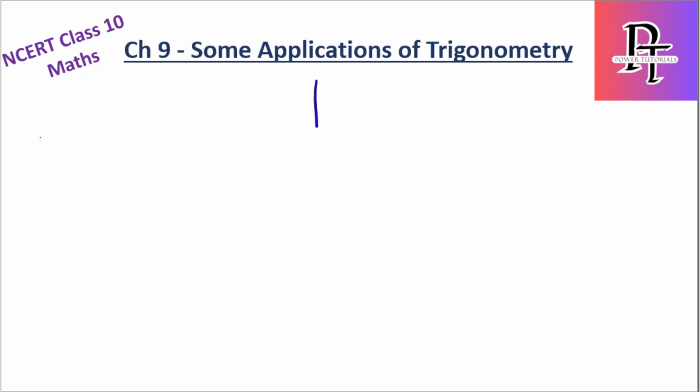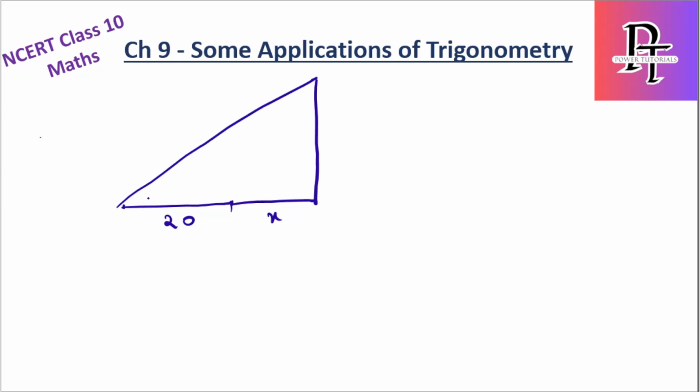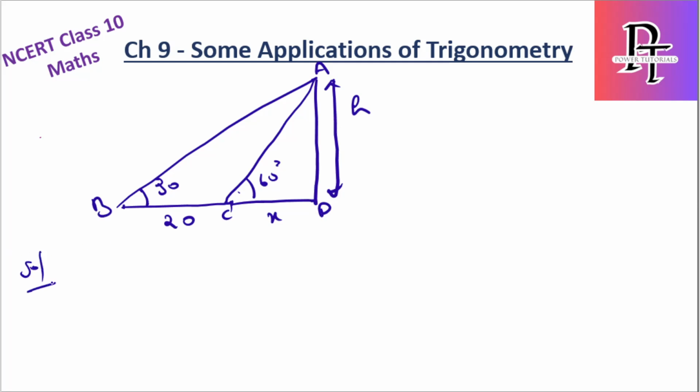Now we have one tower, we have the bank of the river, so let's make the width x. From here we have another point which is 20 meters away. From here the angle is 30, whereas from this point, the bank of the river, the angle is 60 degrees. Let's assume the height as h. Let's mark the points E, B, C and D.